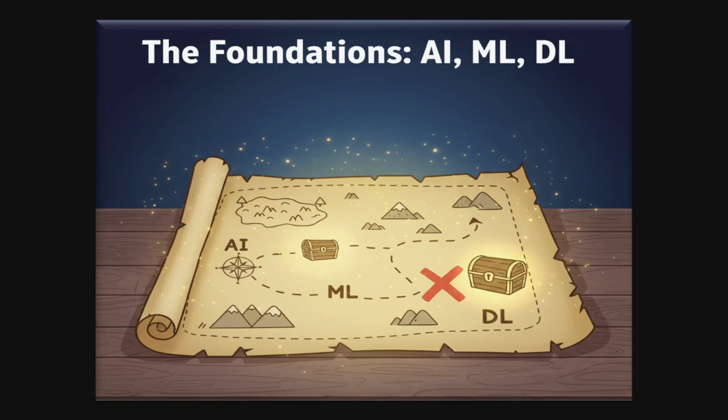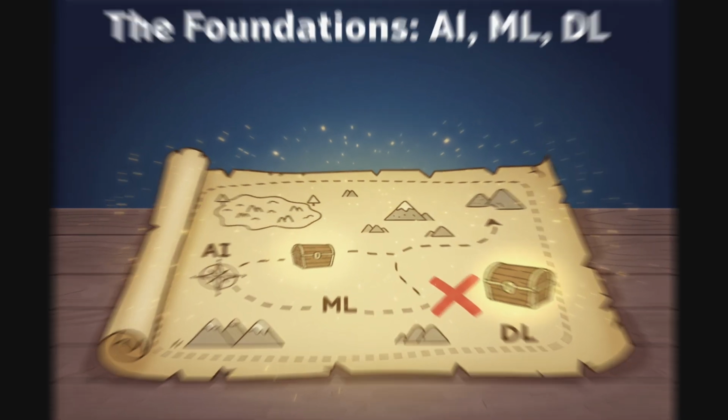The foundations: AI, ML, and DL. Peeling back the layers. Alright, we have talked about what generative AI is, but how does it work? To understand that, we need to quickly look at its family tree. You will hear the terms artificial intelligence, machine learning, and deep learning thrown around a lot. They might sound complicated, but the best way to think about them is like a set of maps for a treasure hunt, with each map getting more detailed and leading you closer to the prize.